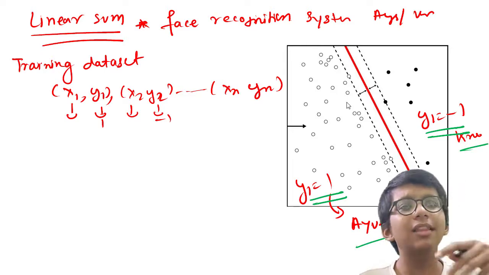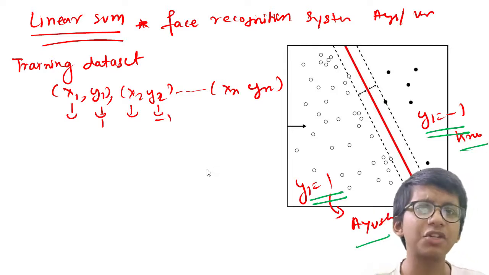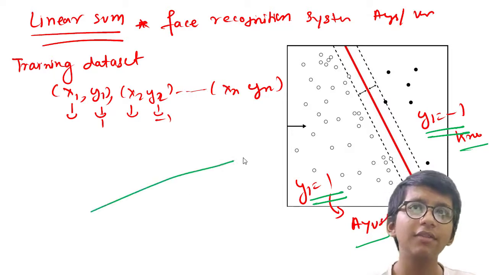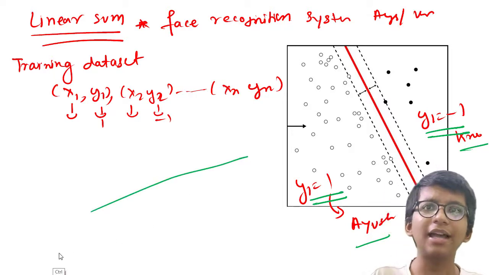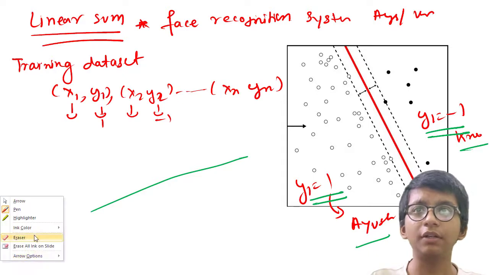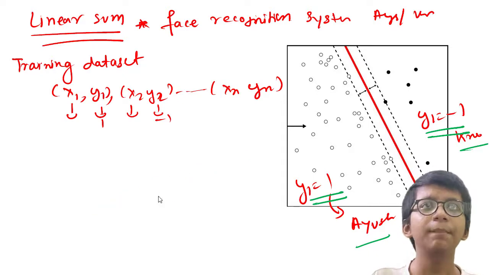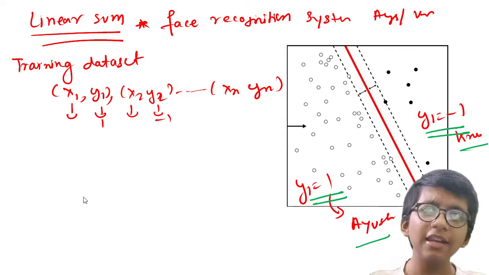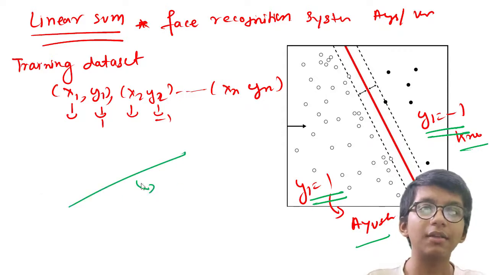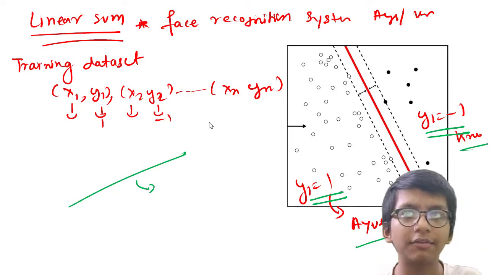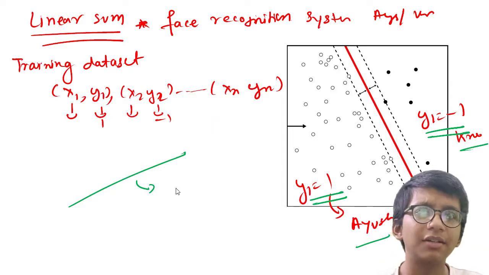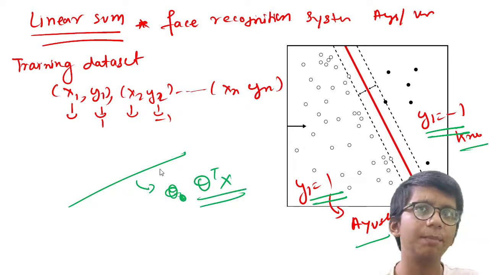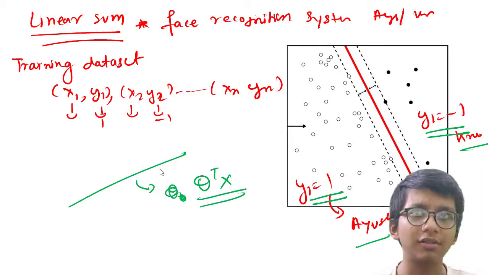The question may arise: hey Ayush, in linear regression we are simply making a straight line, and we are not doing classification there. In linear regression we are just making the straight line. This is called the hypothesis in linear regression, where we compute theta 0, or I can say theta transpose x, which gives this straight line or hypothesis.